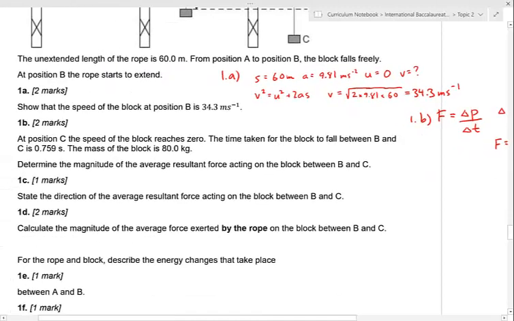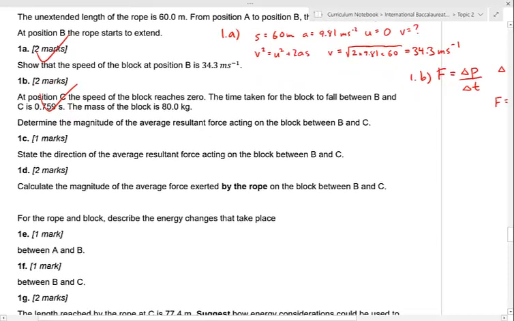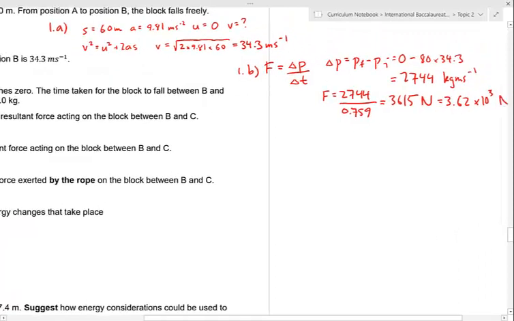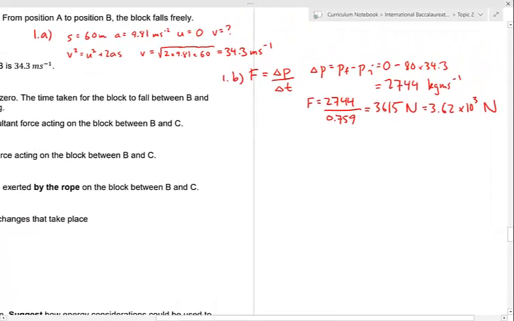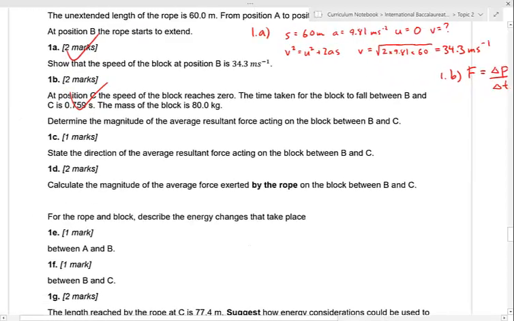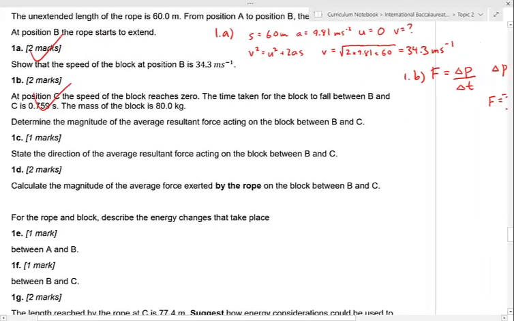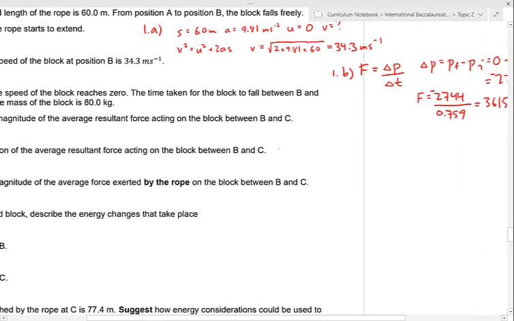Okay, so we've done A, we've done B. C says state the direction of the average resultant force acting on the block between B and C. Well, in fact, this should have been negative. So the negative sign means it's in the opposite direction to the direction that the speed was, so it's going to be upwards. So 1C is upwards.